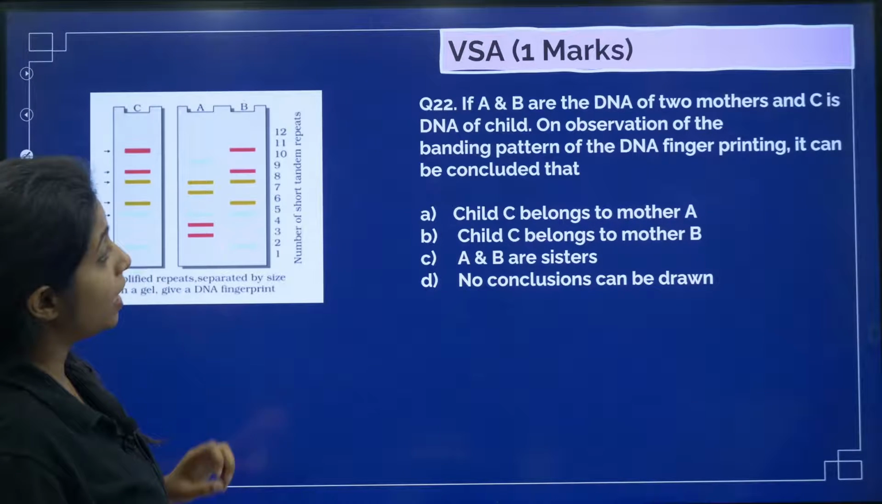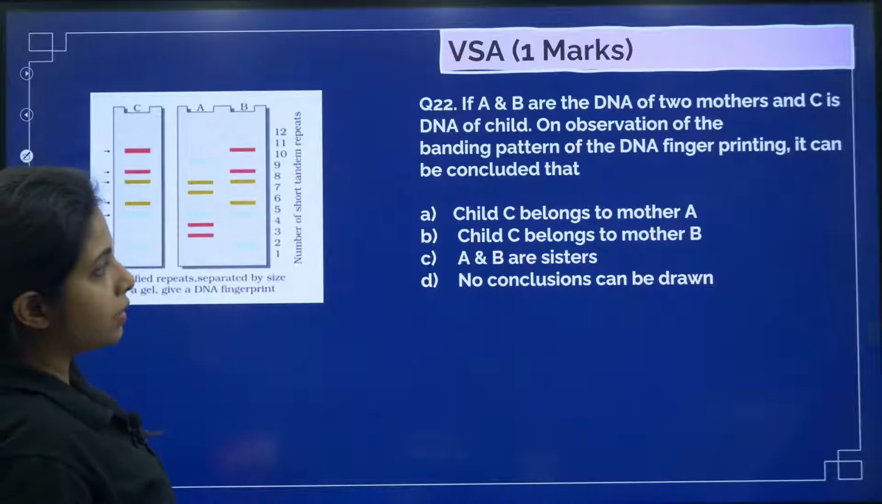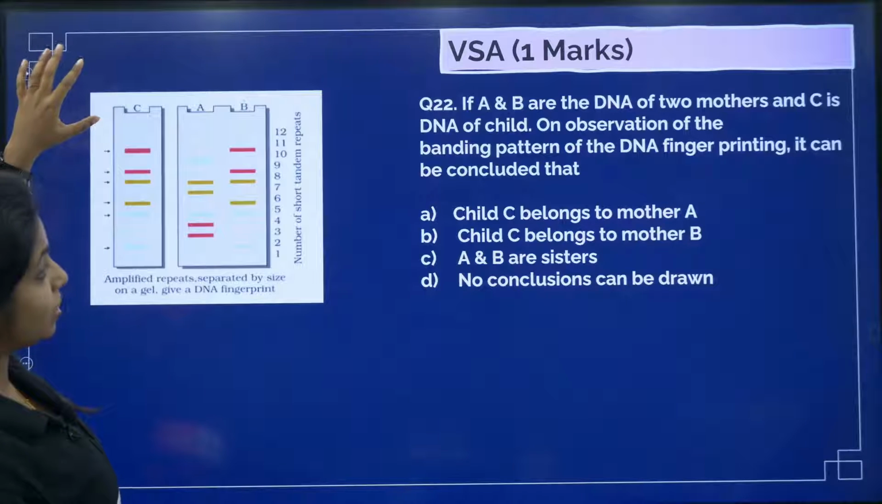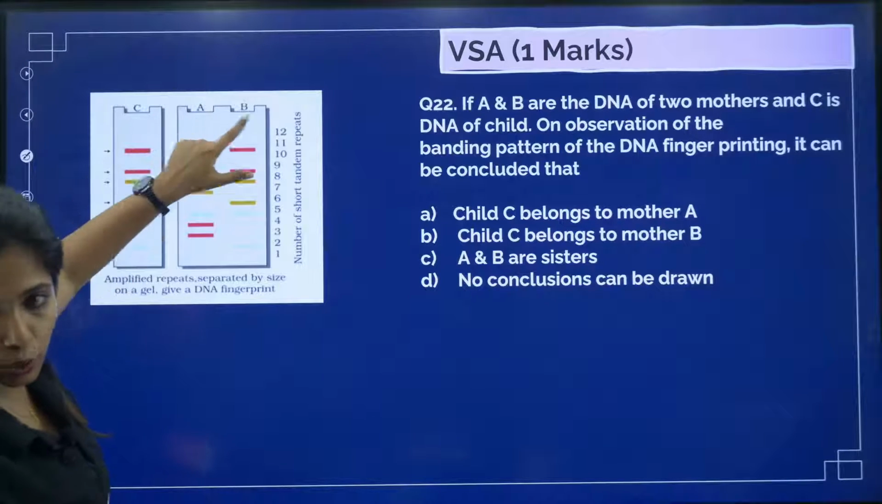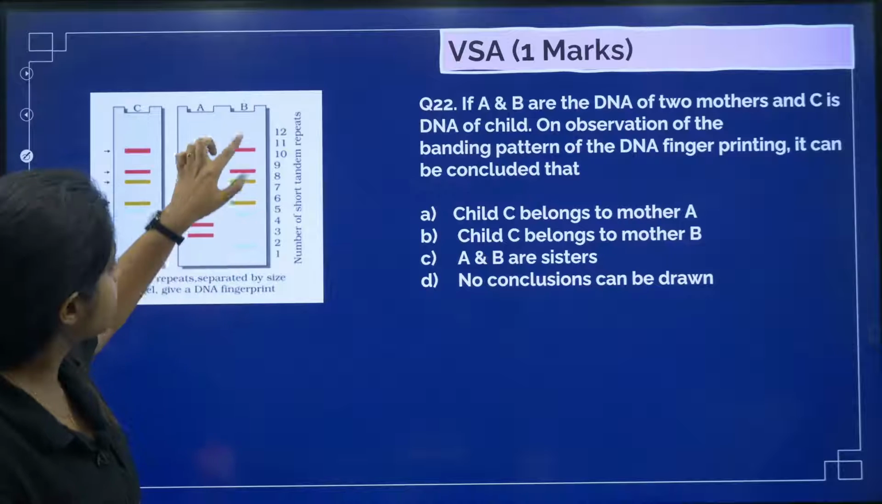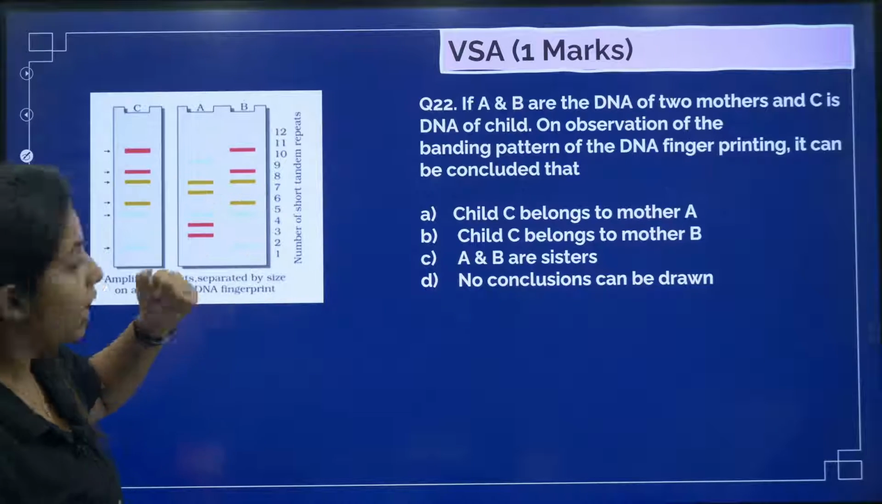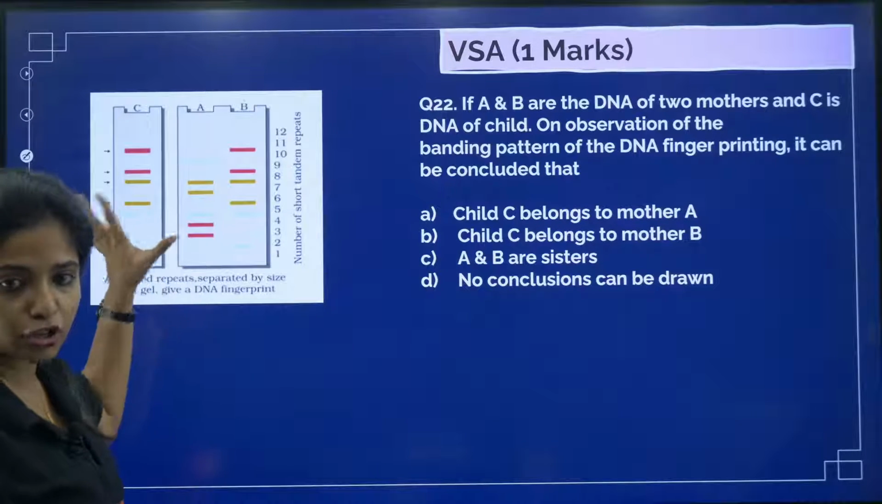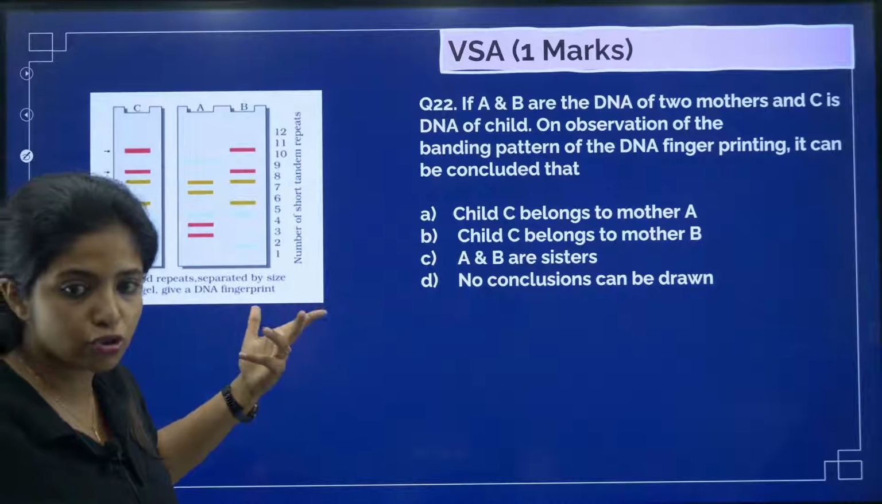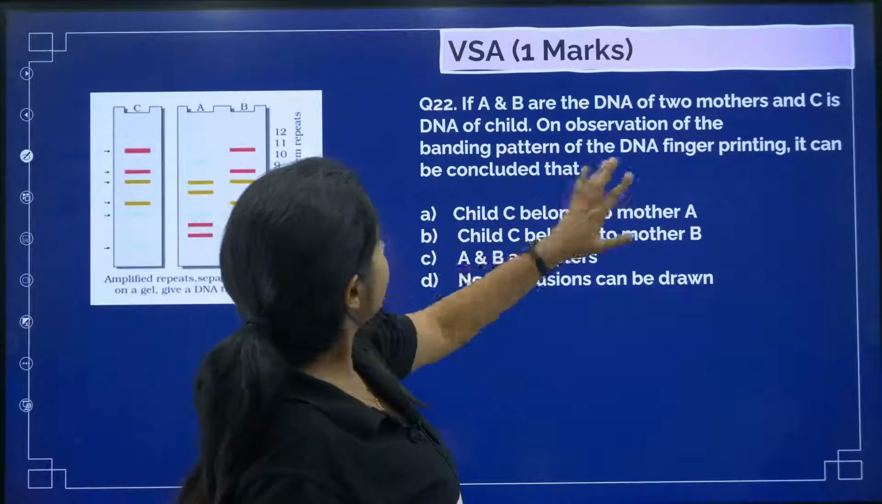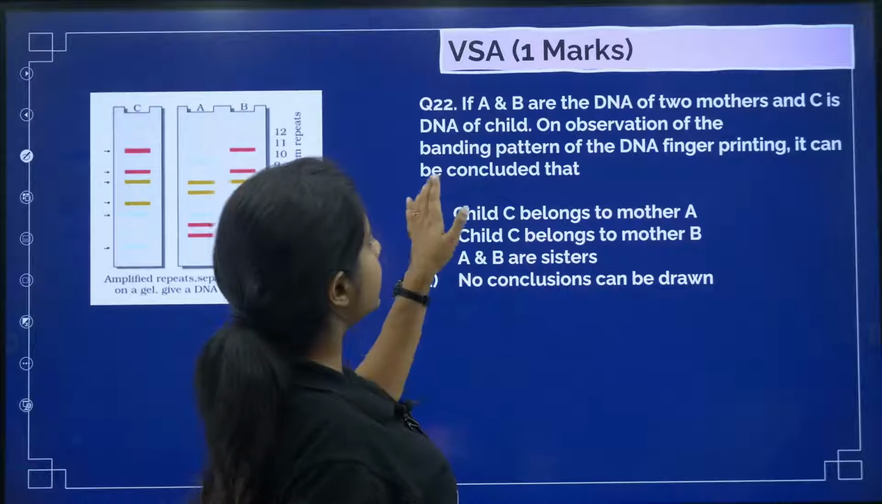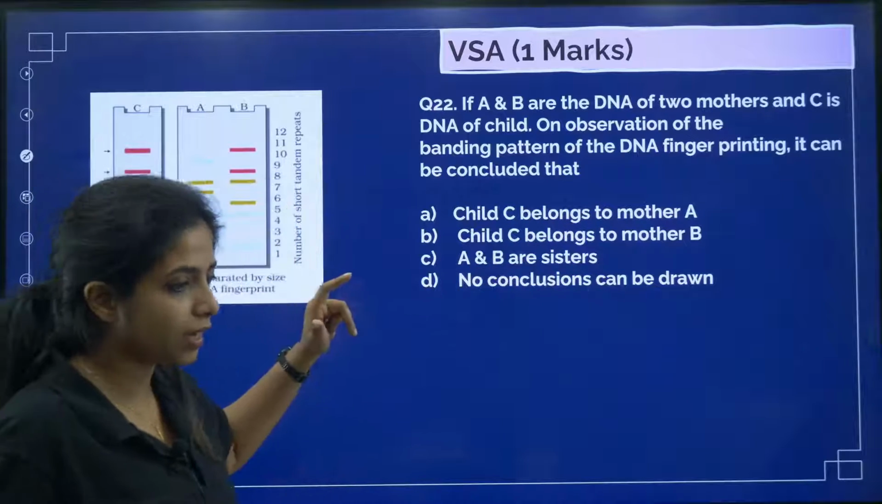Okay, if A and B are the DNA of 2 mothers and C is the DNA of the child. So A and B, if you can see, is the DNA of 2 mothers, and this is the DNA of a child. They have not mentioned whose child and things like that. On observation of banding pattern of DNA fingerprinting, what can be concluded?